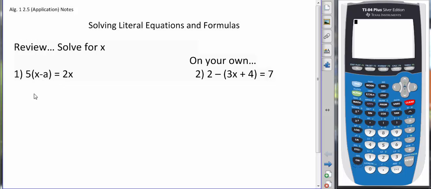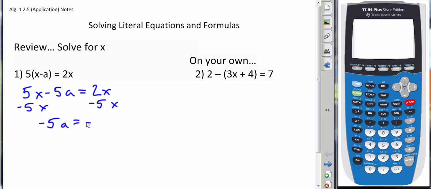So we'll start with number 1 here. 5 times the quantity of x minus a equals 2x. Our instructions are to solve for x, so we'll go ahead and distribute the 5. We have a couple of options here, but I'm going to go ahead and subtract 5x. So negative 5a equals negative 3x. Remember, we are solving for x, so we would divide by negative 3, and x then would be 5/3 a.